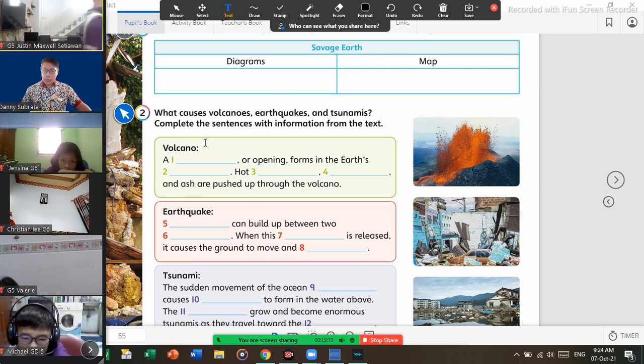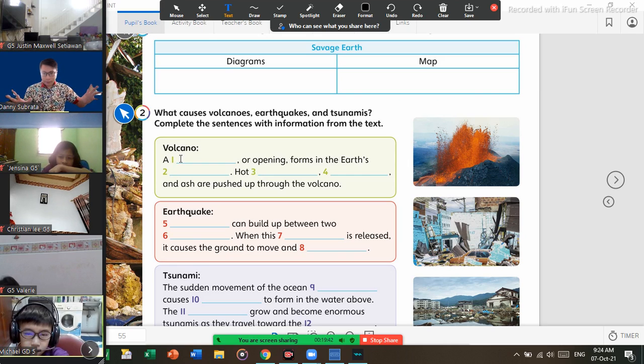Okay. So let's talk about volcano first. We have the information from the text. We already talked about volcano, earthquake, and also tsunamis. So about a volcano, where is it coming from? Number 1. What do you think? Earthquake? Almost. A volcano can make an earthquake. That's true. But another thing that we call an opening is also what? Just like the picture, there is a what in the Earth's crust?